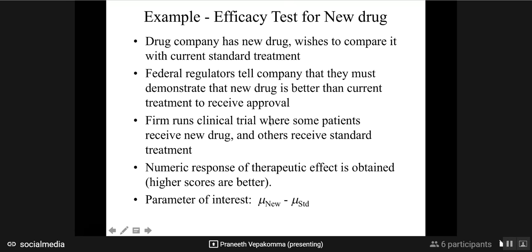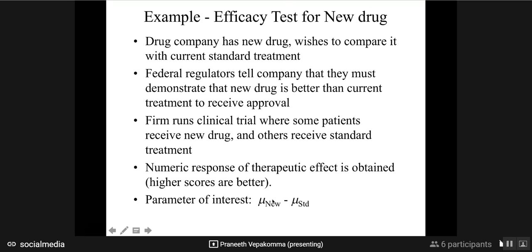Now you would have results from both sets of patients. So you would have some numeric response of the therapeutic effect. If it was a drug to do with one particular kind of fever, you can measure all the kinds of parameters of how the fever is doing, before and after, and how the critical parameters are, etc. Again, from a business case perspective, you'd have different ways to measure your experimental performance.